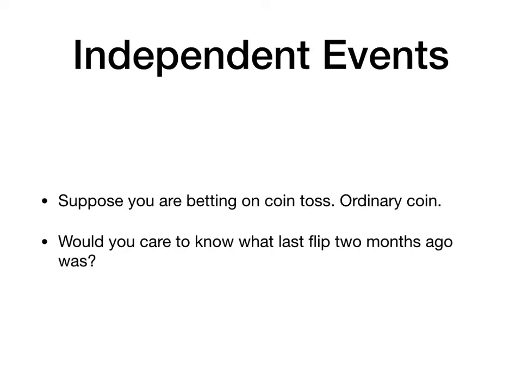Now let's change this up. Here's an example of an independent event. Suppose you're betting on a coin toss. Ordinary garden variety coin, you don't have any reason to think it's special or a trick, right? Just a plain old quarter, Washington on one side, the eagle on the other. It's not even very old, right?